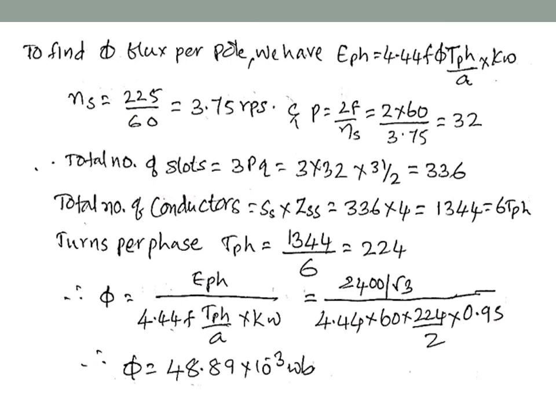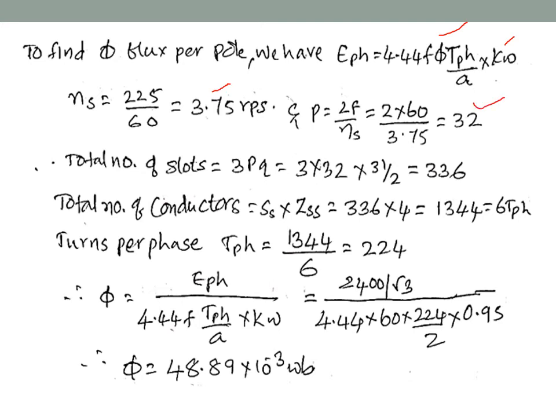Now to find the flux per pole, this equation we have to use. The poles are here. This is kW. TPH, this one. So NS is equal to this. Poles we will find out; later it is useful.